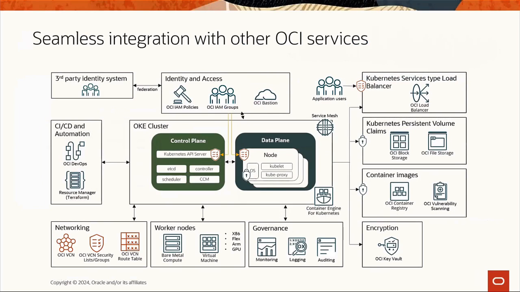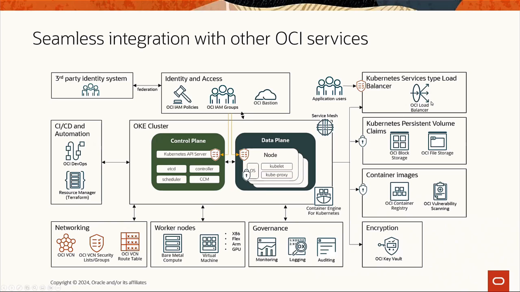Now, if we dig a little bit deeper into the integration with OCI, you'll see here the cluster itself, the control plane, is fully managed by OCI. The data plane is, again, the nodes, whether they're self-managed or managed nodes or the virtual nodes. And then we have integration with things like identity and access management, the OCI DevOps service, and encryption if you're using something like the OCI Key Vault. You can also use the secrets manager for registering a Kubernetes secret that's stored in a secure location.